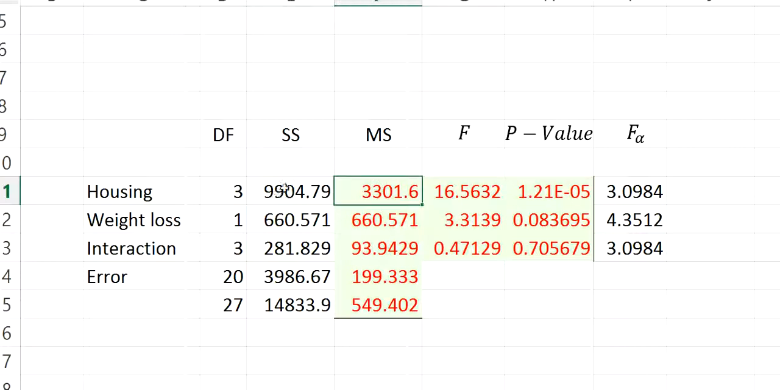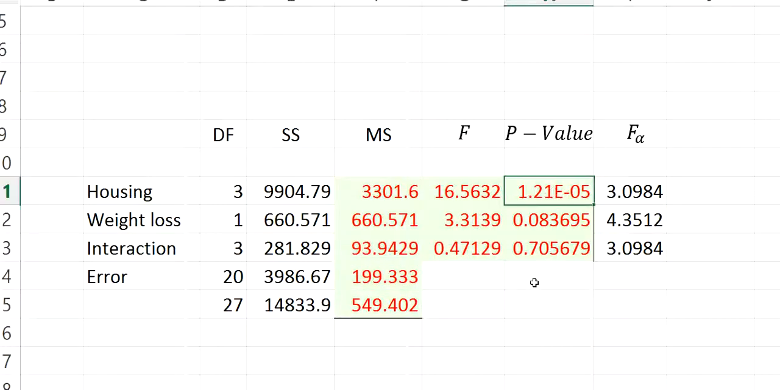Now the mean sum of squares is the sum of squares divided by the degrees of freedom. You can see here. And this formula is the same for each of those. That's how you calculate the mean sum of squares for all of those. And then you have F. F will be the corresponding mean sum of squares divided by the error mean sum of squares. You can see here, and here, and here.